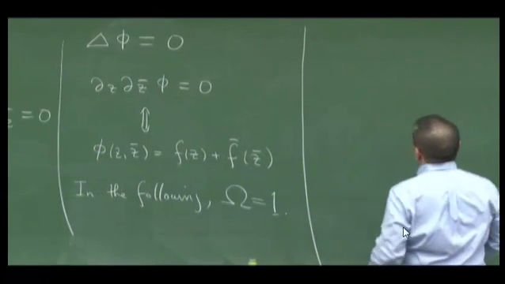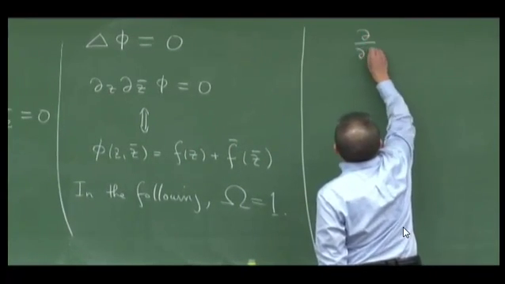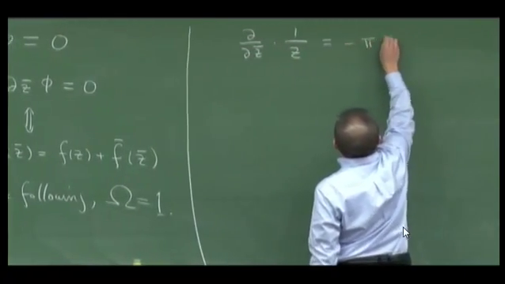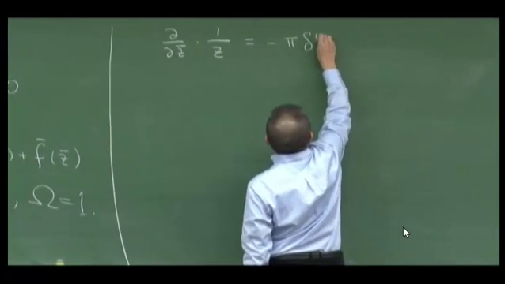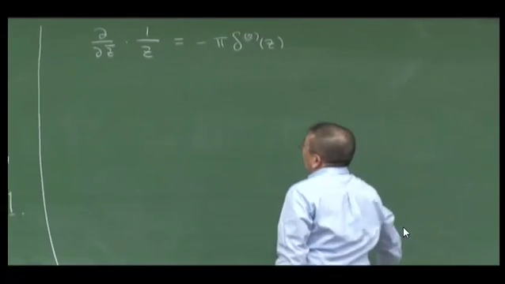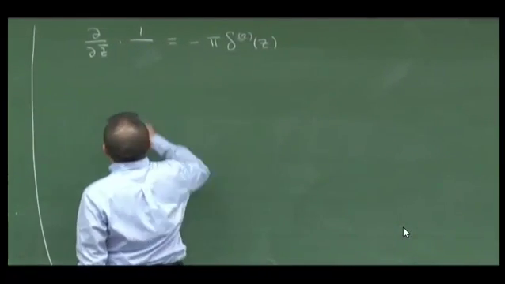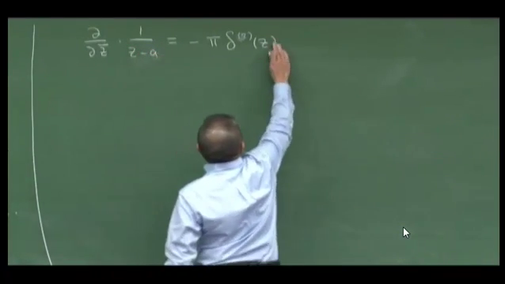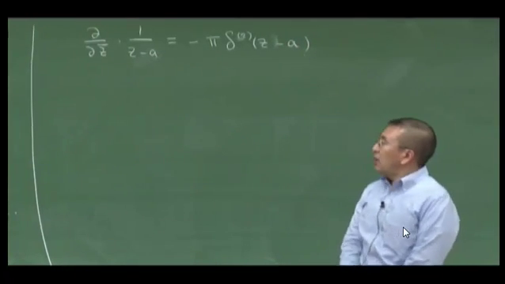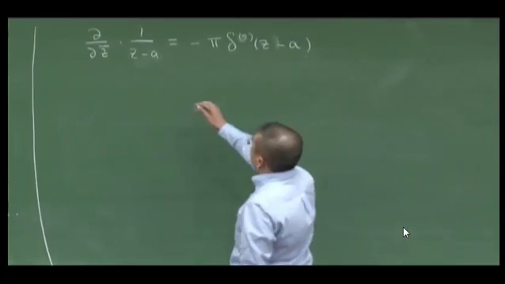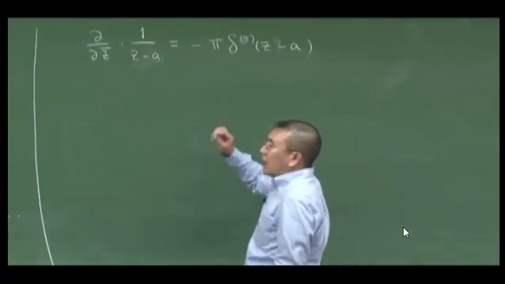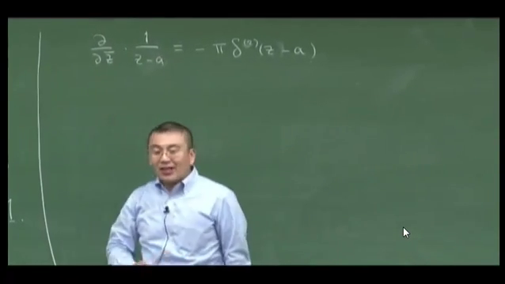Well, I would like to prove the following formula. Del z bar of 1 over z is equal to minus pi times the delta function. This is the 2-dimensional delta function at z equals 0. In general, of course, if we want to have a source somewhere else, say A, we can just shift the location of the pole, the denominator of this simple pole. Okay, so now let me try to prove this.